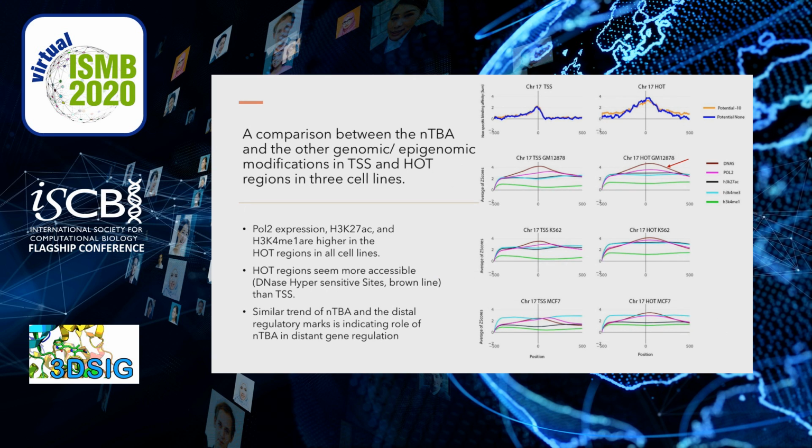It was interesting to see that the activity profiles of Pol2 expression, histone acetylation, and methylation are higher in the hot regions in all the tested 3 cell lines. In comparison to transcription start sites, hot regions seem more accessible, as clear from the bulging brown line representing DNA's hypersensitive sites. Such a similar trend of NTBA and the distal regulatory marks is indicating the role of NTBA in distant gene regulation.